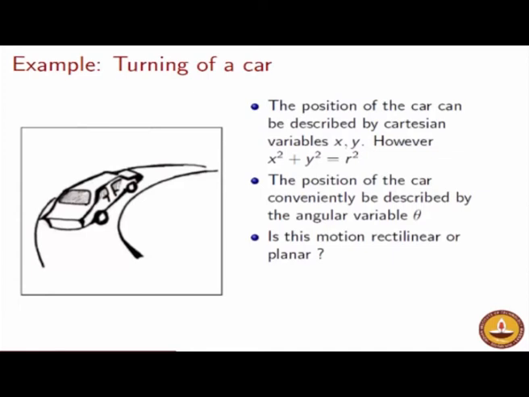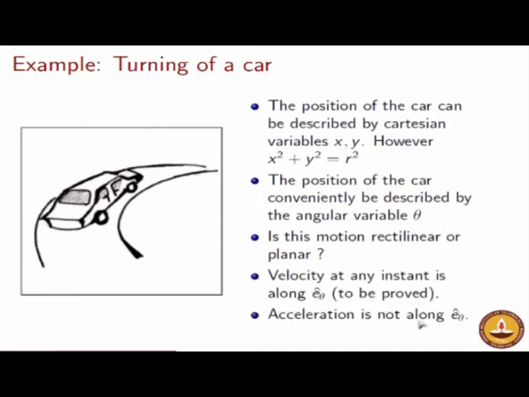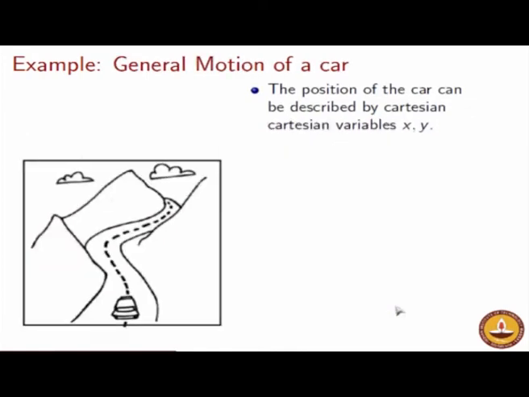As you have seen in this case, a planar motion can be represented by one variable, but for description of the velocity and acceleration, you require two directions. You can't do it with one direction, as we have just shown you. So, velocity at any instant is along e theta and acceleration is not along e theta, that is the argument which I have just given. The formal proofs of this we will do in due course as we go along.